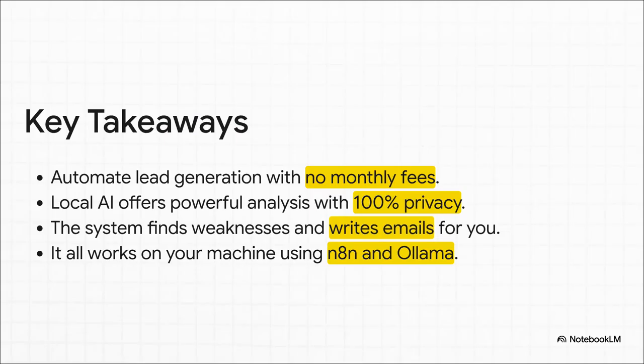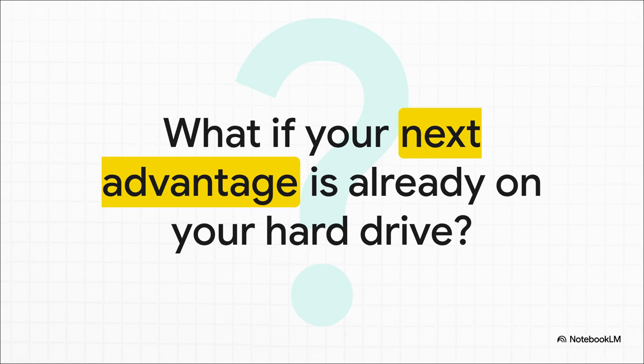All right, let's just boil this all down to the key takeaways. Number one, you can absolutely automate lead generation without a crushing monthly bill. Number two, running AI locally gives you unbelievable analytical power with total 100% privacy. And finally, this entire incredible system can run right on your own machine using free tools like n8n and Llama. You know, this really changes the game for consultants, for agencies, really for anyone in business development. And it leaves us with this fascinating question. With tools like this becoming so accessible, what if your next huge competitive advantage isn't out there in the cloud somewhere, but it's already sitting right there on your own hard drive, just waiting for you to unlock it?